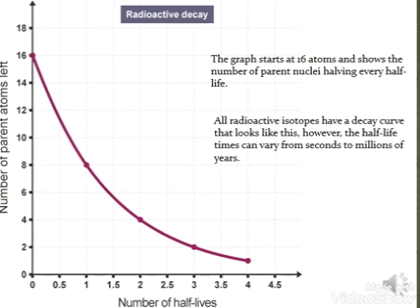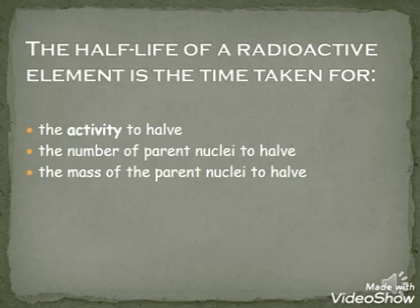All radioactive isotopes have a decay curve that looks like this. However, the half-life times can vary from seconds to millions of years. The half-life of a radioactive element is the time taken for the activity to halve, the number of parent nuclei to halve, and the mass of the parent nuclei to halve.